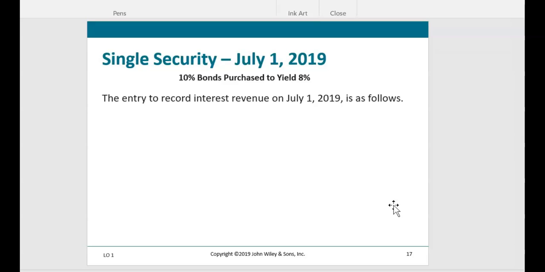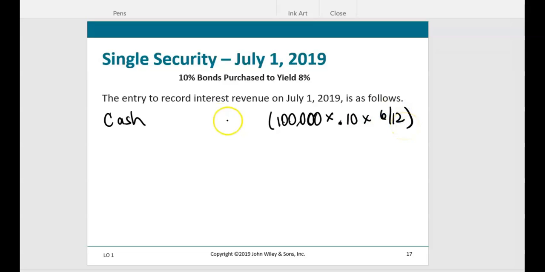The next entry that's going to take place is the interest revenue on July 1st. This is the very first interest receipt. And the company receives cash. This is an interest payment date. The face value of the debt investment is $100,000. The stated rate is 10% in this example, and these are semi-annual. So the company is going to receive $5,000 of cash.